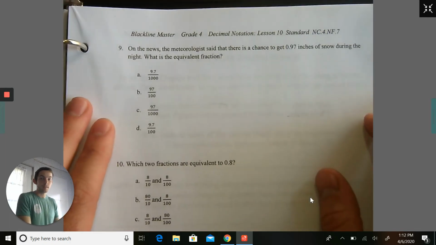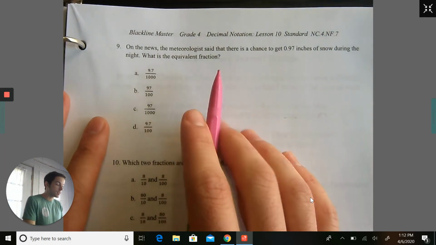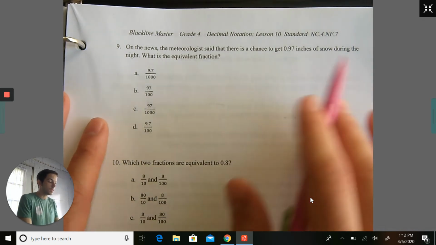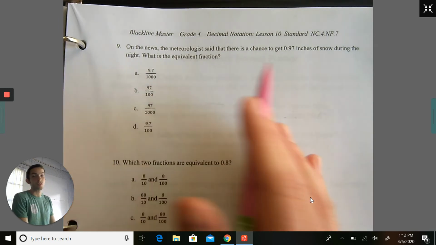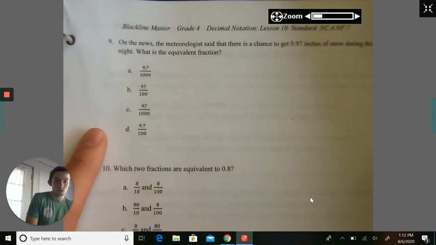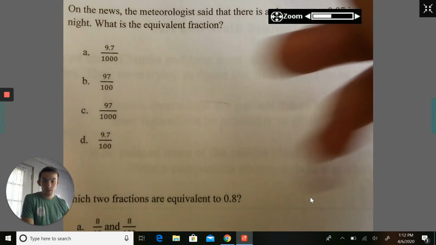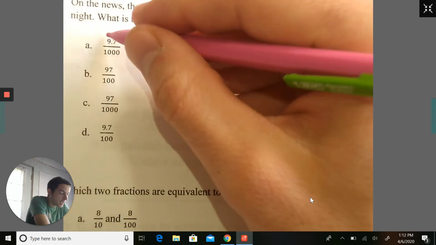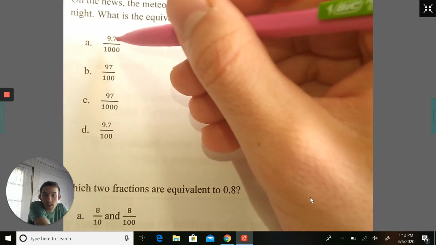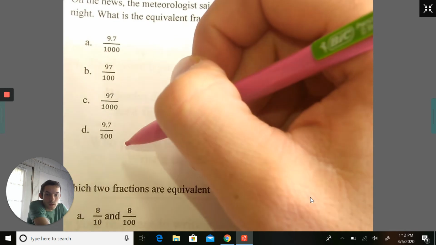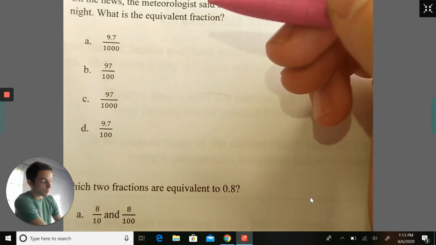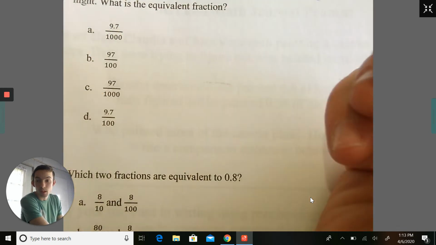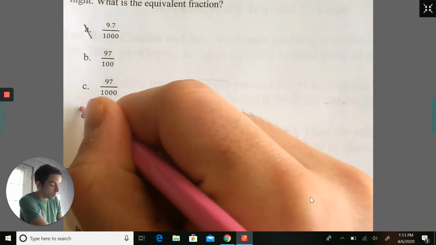For number 9, on the news, the meteorologist said that there is a chance to get 97 hundredths inches of snow during the night. What is the equivalent fraction? If we zoom in, A and D are interesting. A and D both say that you can have a decimal in your fraction. But all the kids that have been through 4th grade so far can tell you that that is not something that can happen. So right off the bat, you understand that no decimal can be in your numerator or denominator in a fraction. You mark those right off.